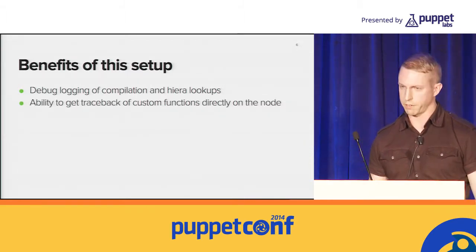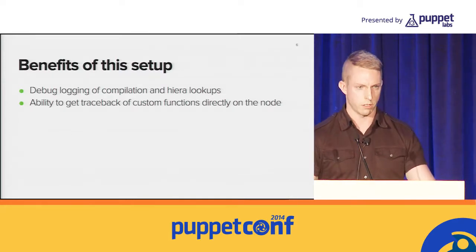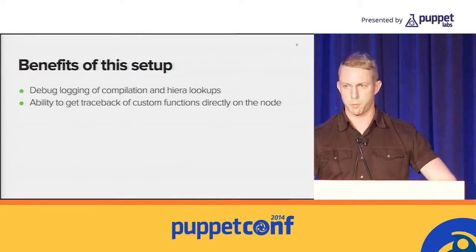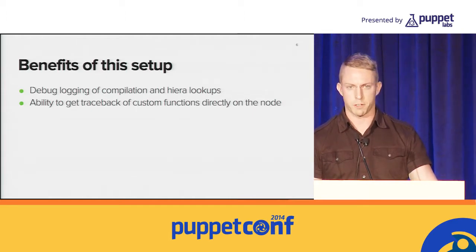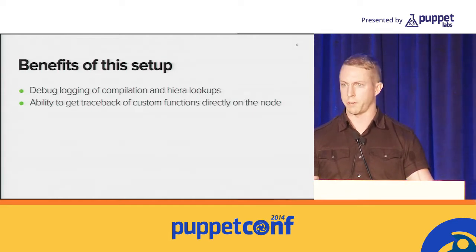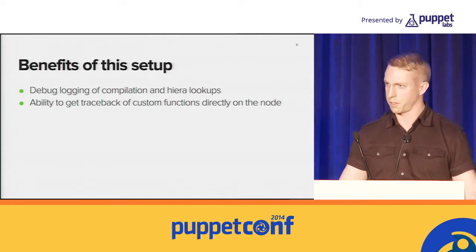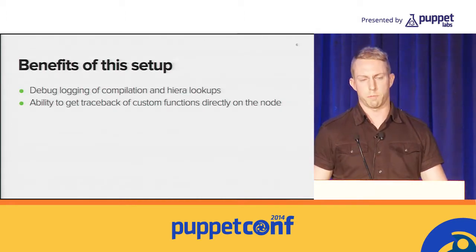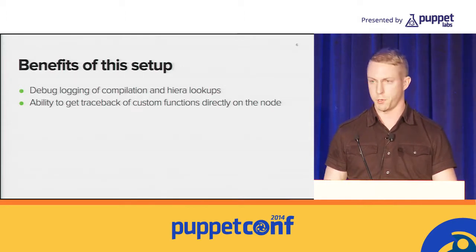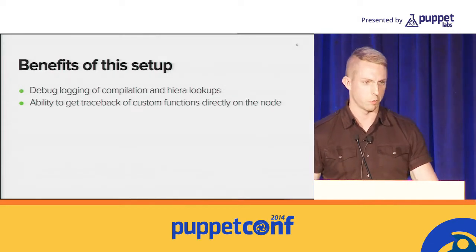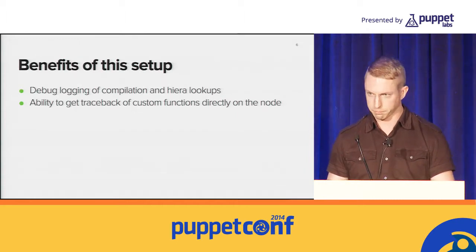If you're developing custom functions or custom Ruby types and have some error in them when you're developing, you can get the Ruby traceback directly on the node. It's not just logged on the Puppet master. So it's much easier for regular developers that don't have root access to the Puppet master to be able to do this.